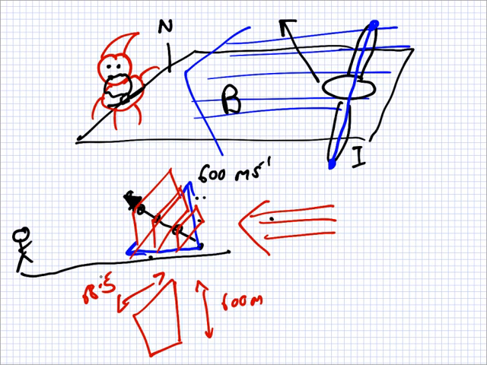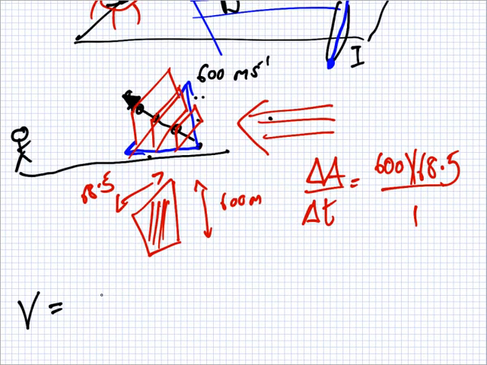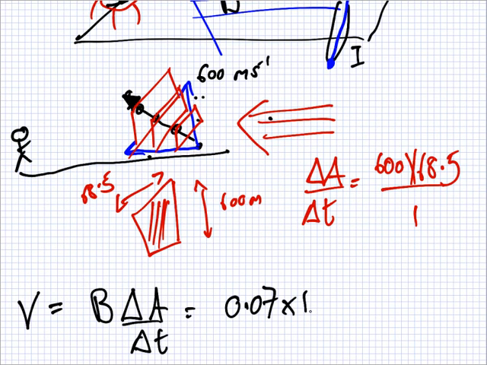68.5. As the plane takes off, we only care about the motion vertically, we don't care about the horizontal. As it moves, it makes an area. This is how much it makes in 1 second. So already you have change in area over change in time: per second, you get 600 times 68.5. To calculate the voltage, it will be B times the change in area over the time. The B is 0.07 millitesla.